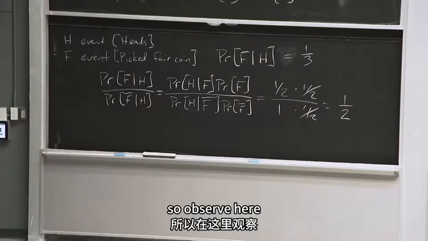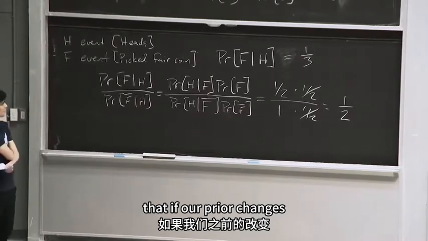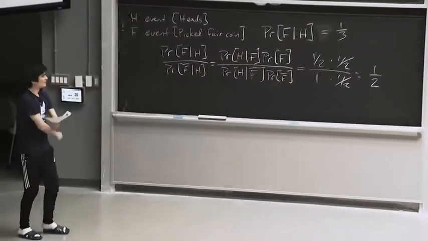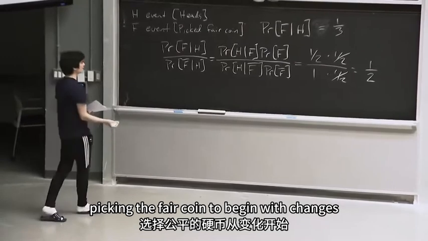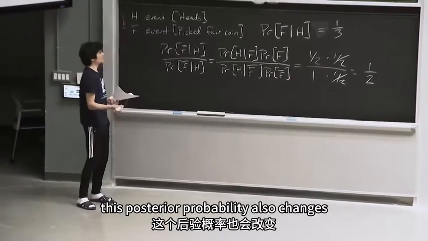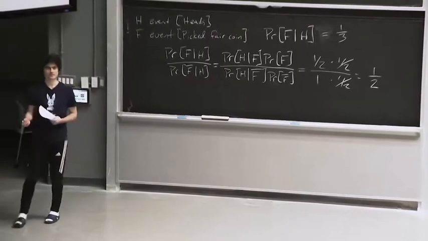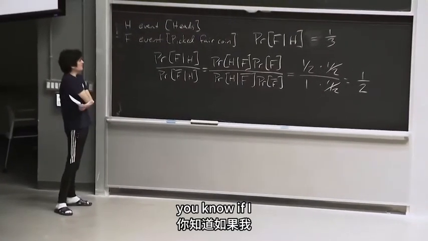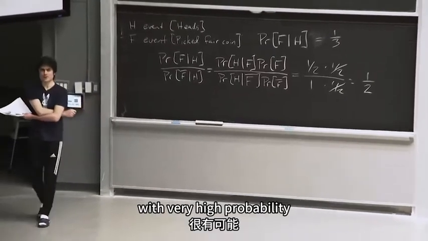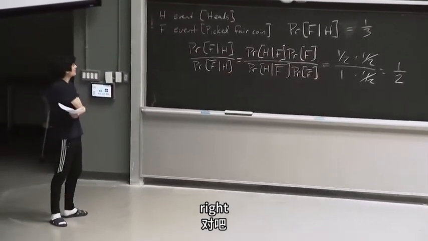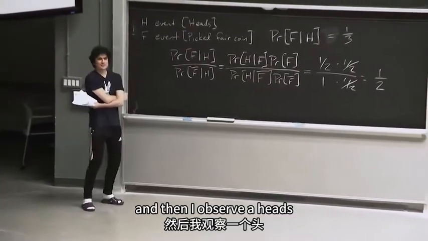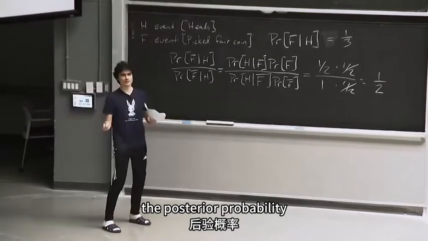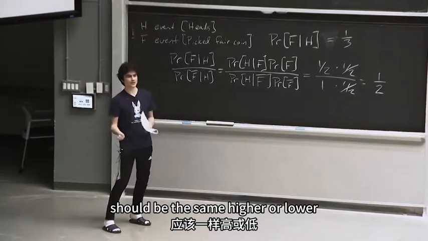So observe here that if our prior changes, that is, if the chance that we are picking the fair coin to begin with changes, this posterior probability also changes. So if I originally pick the fair coin with very high probability, and then I observe a heads, do you think the posterior probability should be the same, higher, or lower?